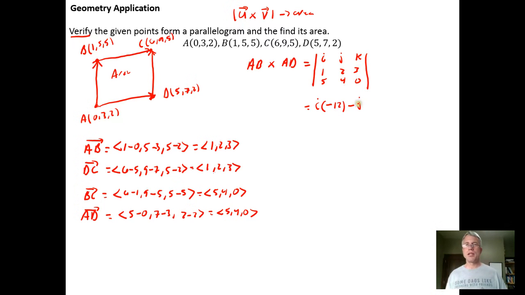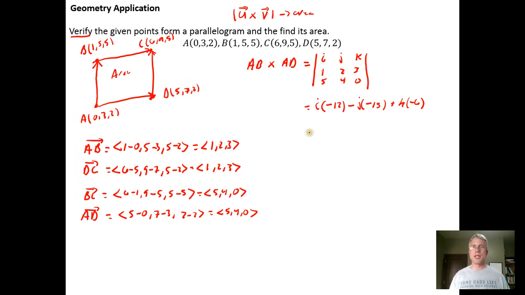Minus J times the determinant cross row 1, column 2. And we would take the determinant of 1, 5, 3, 0. So 1 times 0 minus 3 times 5 is a negative 15. And then it'd be plus K times, and then we would do cross row 1, column 3. We would take the determinant of this little 2 by 2 matrix that's left. So 1 times 4 minus 2 times 5. We get 4 minus 10, and 4 minus 10 is going to be a negative 6.